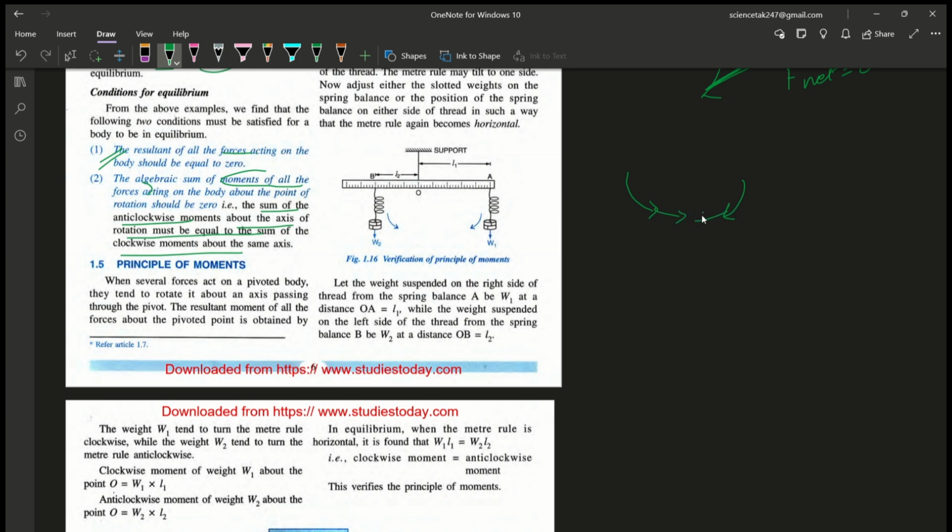So as we already said, the anti-clockwise moment you're going to take as positive, whereas the clockwise moment you're going to take as negative. So when you want to talk of the addition of anti-clockwise moment with clockwise moment, it is going to be negative. The resultant is going to be 0 when both have equal magnitude.